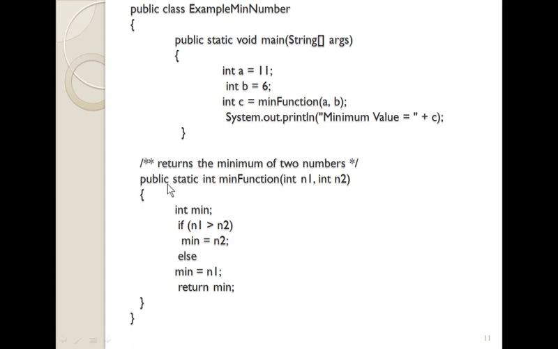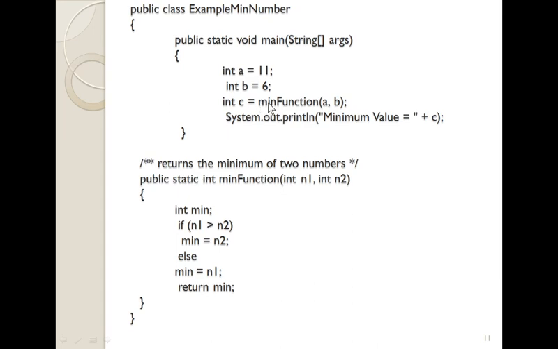Now here is public static int meanFunction with int n1 and int n2. Public is the access modifier, and static is also a modifier. Why do we give the static word here? Because it is not an object, it is a method. Here int is the return type of that function, meanFunction is the name of that method, and n1 and n2 are the two parameters. Here, int mean: if n1 is greater than n2, then mean is assigned n2, else mean is assigned n1, and we return the mean. So this mean value is returned here.